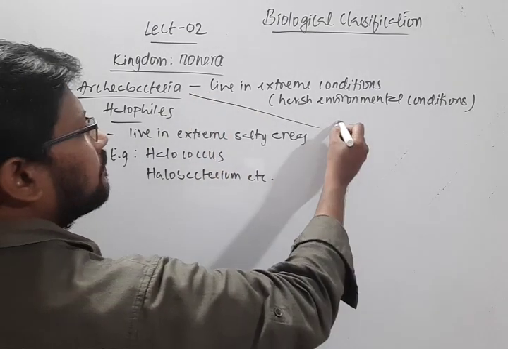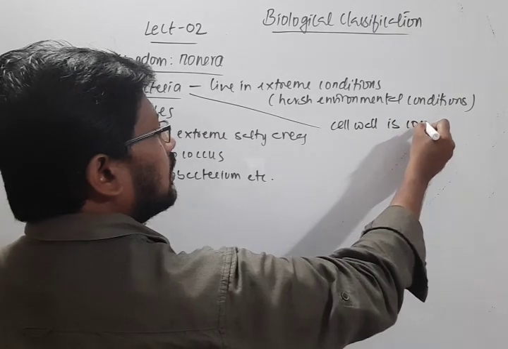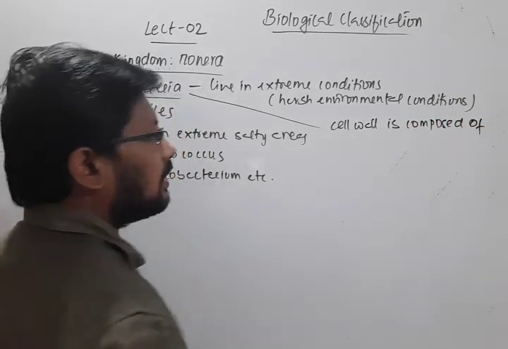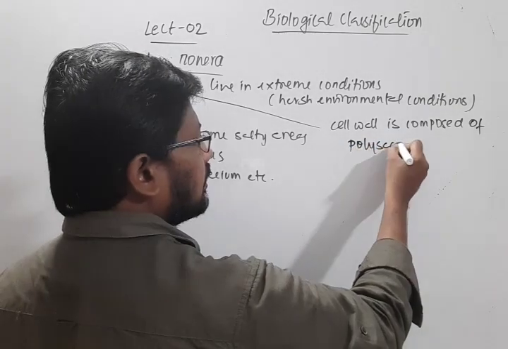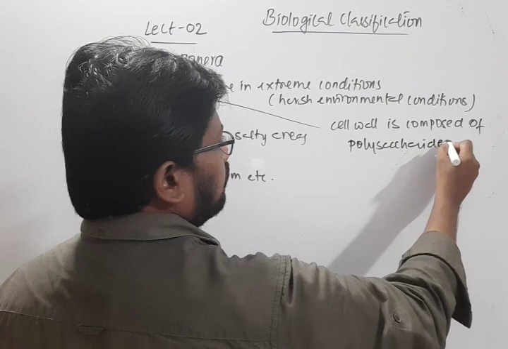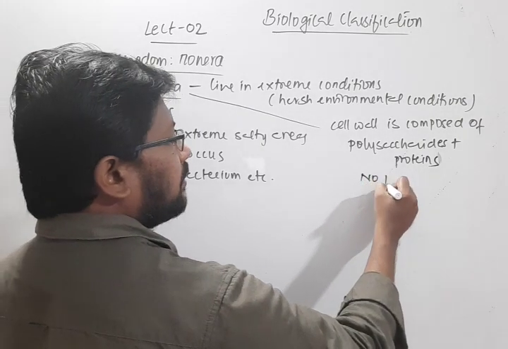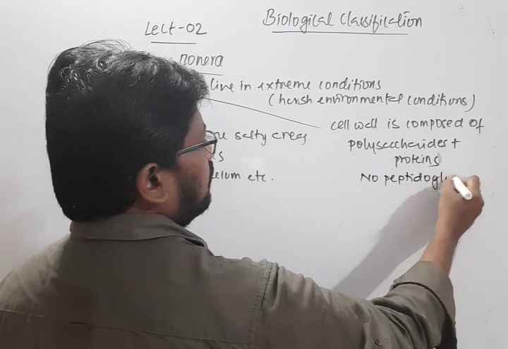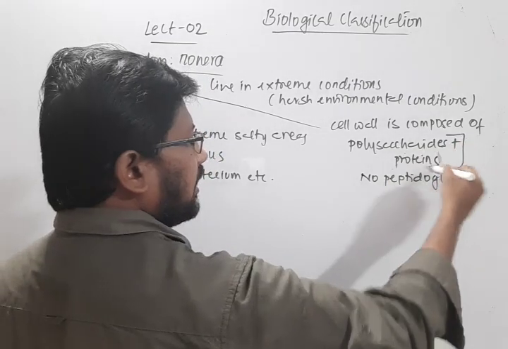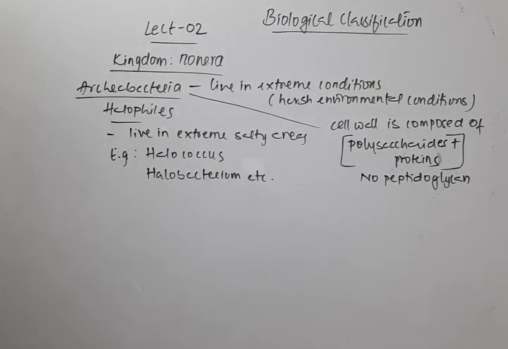So the archaeobacteria cell wall is composed of polysaccharides plus proteins. No peptidoglycan is present. Whereas in the case of eubacteria, they will have peptidoglycan. So they live in extreme conditions, that is, harsh environmental conditions. We have seen the halophiles, who live in very salty areas.